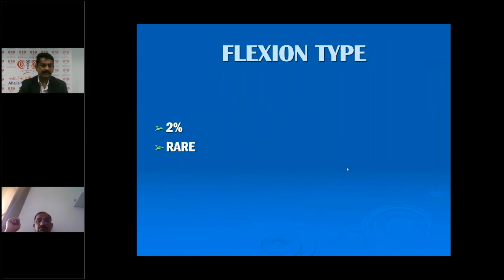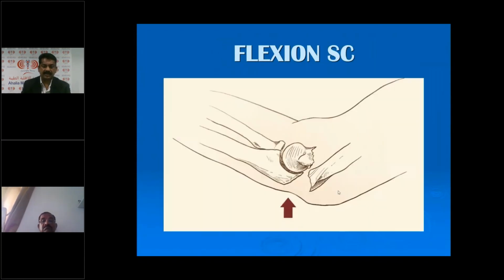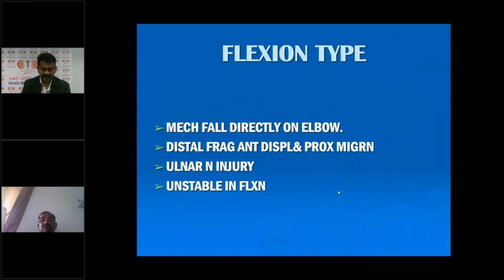Now we come to the rare type of supracondylar fractures. This is the flexion type. It's only 2%. It is rarely seen. It happens when the child falls on the point of the elbow, and the mechanism is a direct fall on the elbow with the distal fragment displacing proximally and anteriorly.